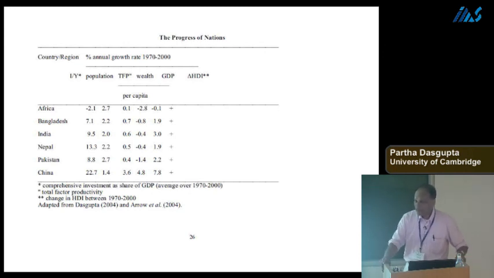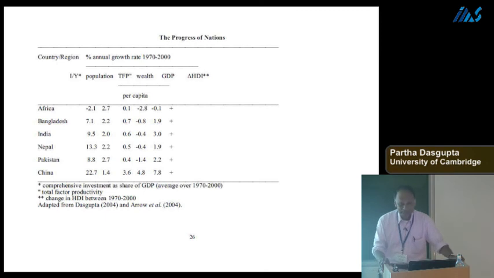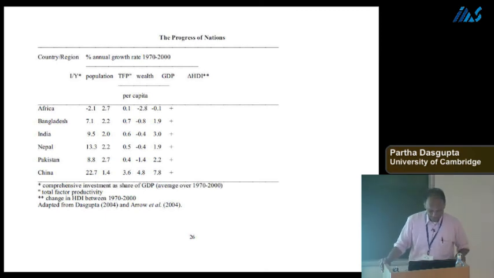Okay? I'll stop here. It's 5:15. The amazing figure here is the total factor productivity for China. It was very high, yeah. A lot of unexplained stuff going on.